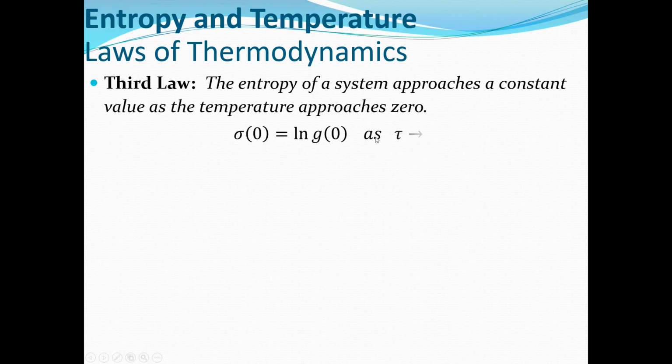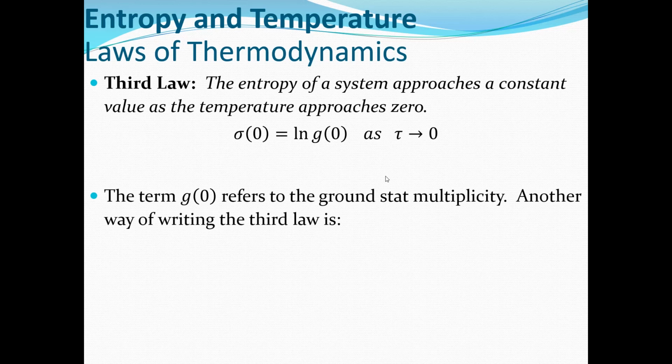So again, that there is a lowest entropy level. It's not actually zero, but there is a lowest possible entropy level, and that occurs when tau is equal to zero. A lot of times you might see this G0 being referred to as the ground state multiplicity. So another way of writing the third law would be as a limit function, that as the limit of temperature goes to zero, the entropy reaches some constant value.